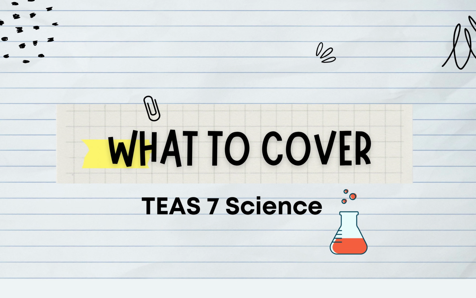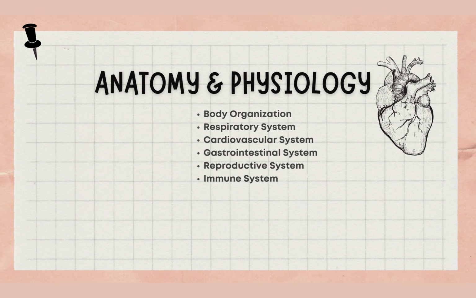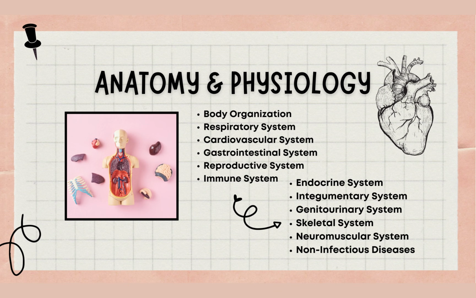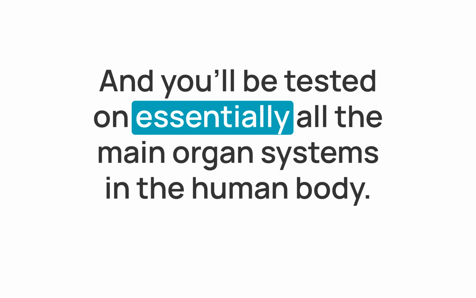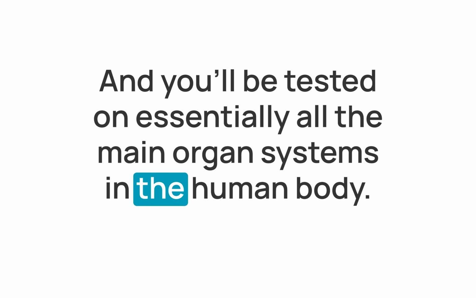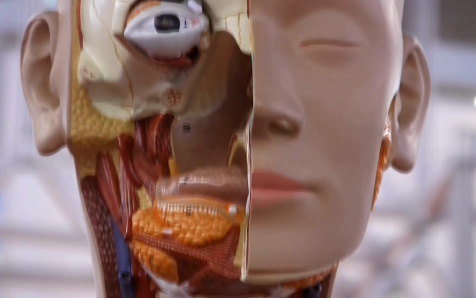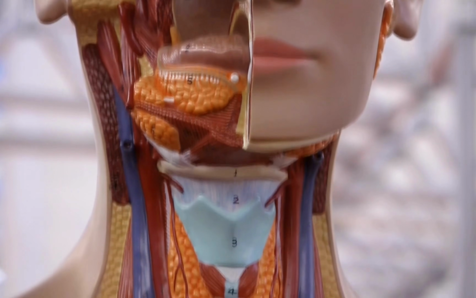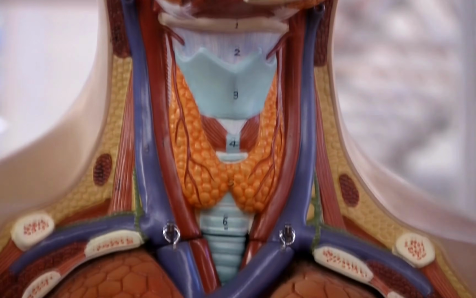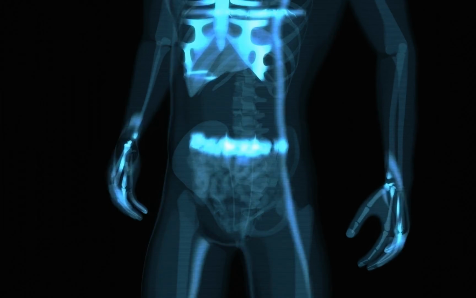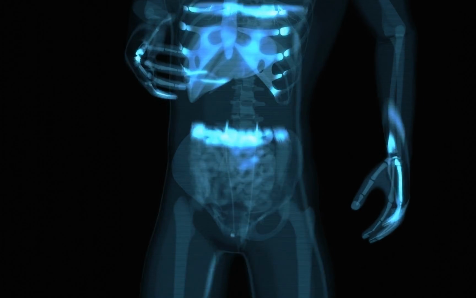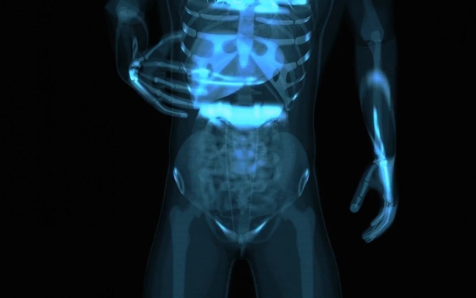But in this TEAS Science Study Guide, let's take a little bit more detail of what to actually cover. Your anatomy and physiology is the largest single section of the TEAS. It makes sense. You're going into healthcare, right? And you'll be tested on essentially all the main organ systems in the human body. You'll have some questions on body organization. This is about cells, tissues, organ structures, and body cavities. And then you'll have all the different body systems from the respiratory system to the neuromuscular system.